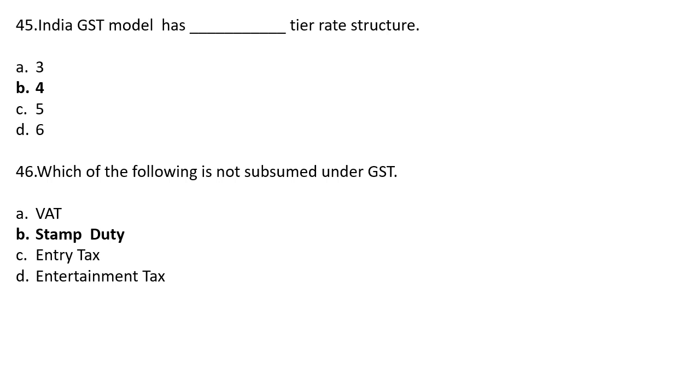Which of the following is not subsumed under GST? Option A VAT, option B stamp duty, option C entry tax, option D entertainment tax. The correct answer here is option B, stamp duty. So stamp duty is not subsumed under GST. The rest, VAT, entry tax and entertainment tax, are subsumed under GST.